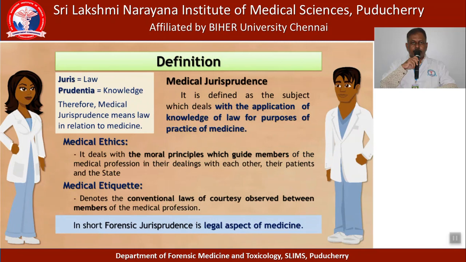What is it? Juris is law, prudentia is knowledge. So medical jurisprudence means law in relation to medicine. It is defined as the subject that deals with the application of knowledge of law for the purpose of practice of medicine.